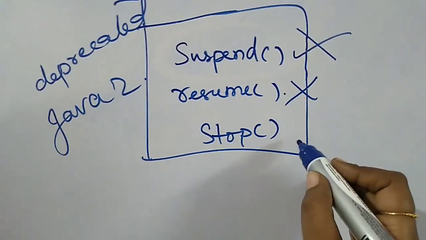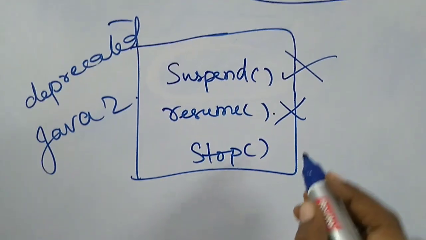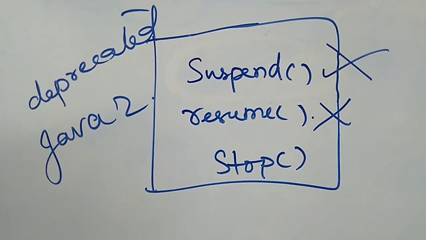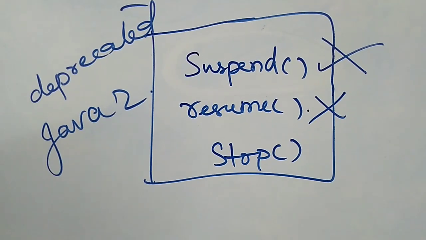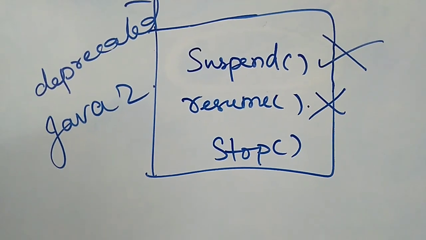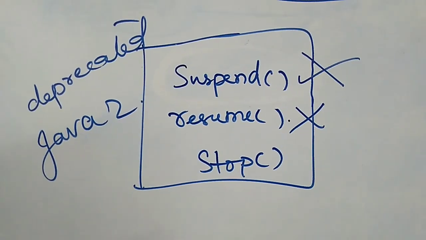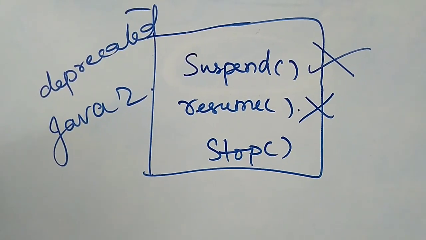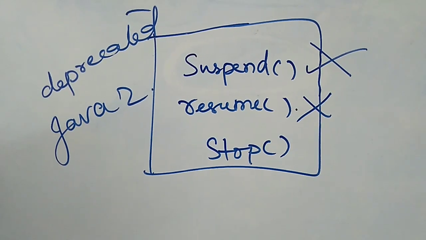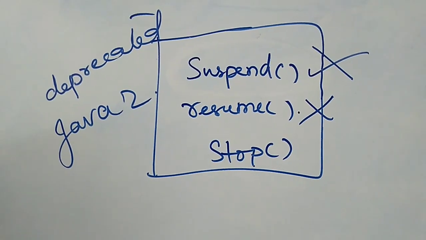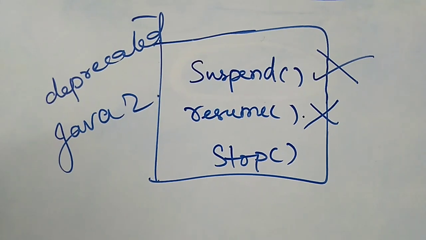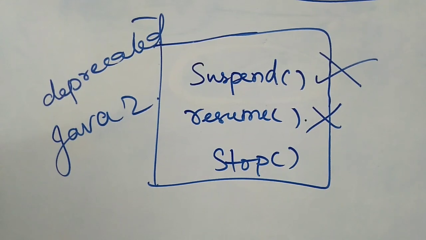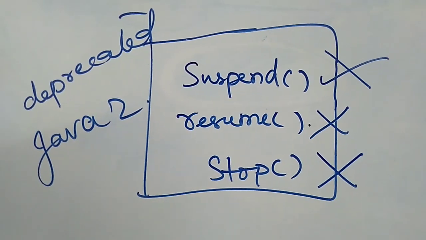Now coming to the third method, the stop method. The stop method is deprecated again because of the same reasons, that it may create critical system failures. Say for example, the thread is writing something in a data structure, and it has made 75% of changes, and suddenly we stop the thread. The thread will stop and enter into the dead state. But what happened to the data structure? It is now in a corrupted state, and this should not happen. So that's the reason the stop method is also deprecated.